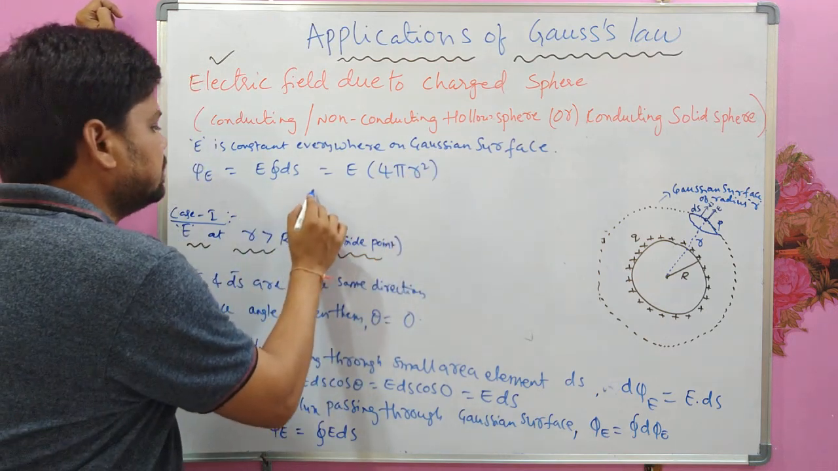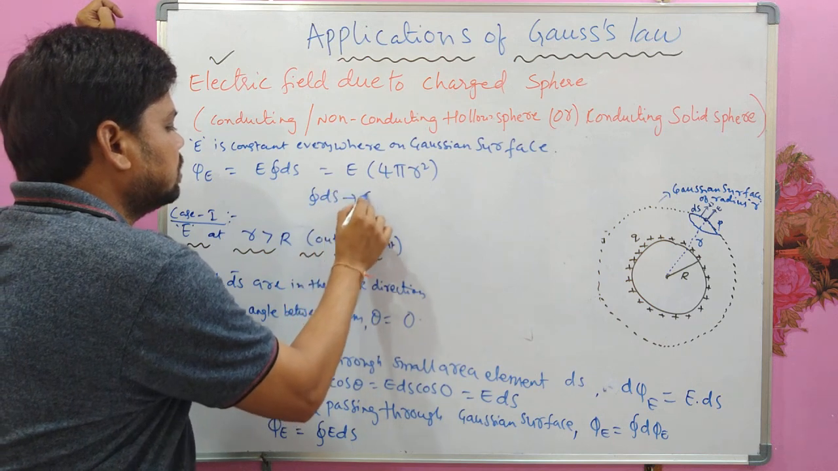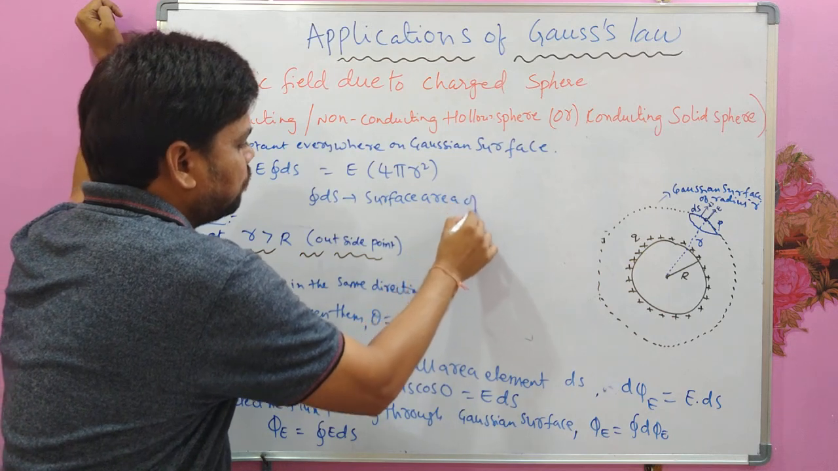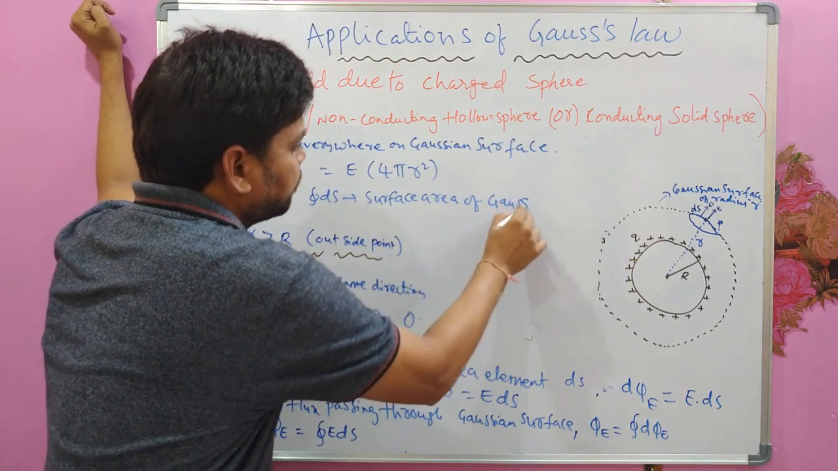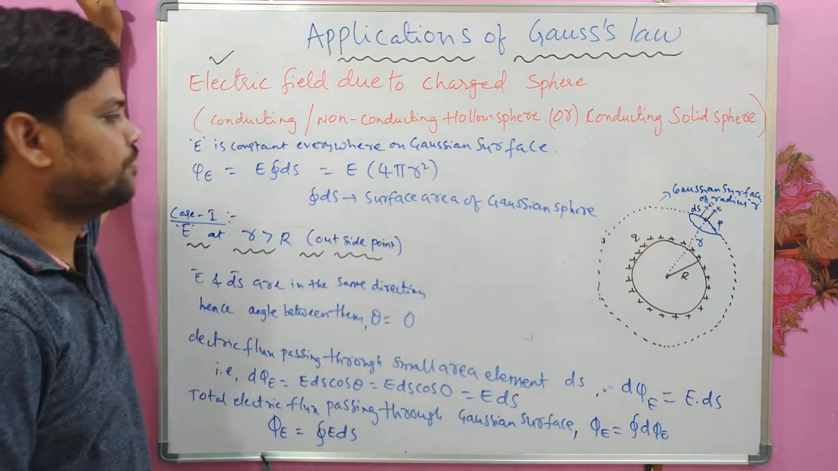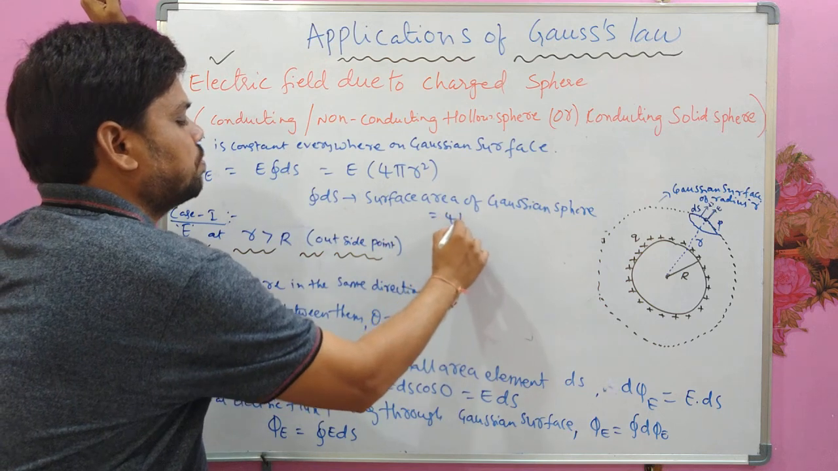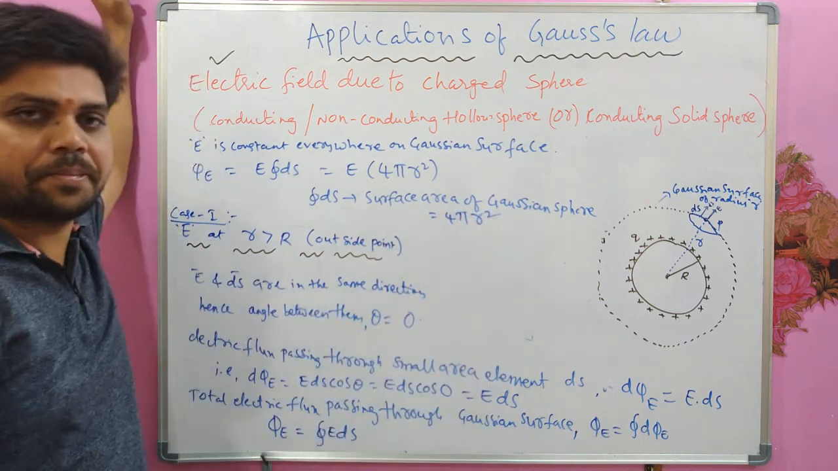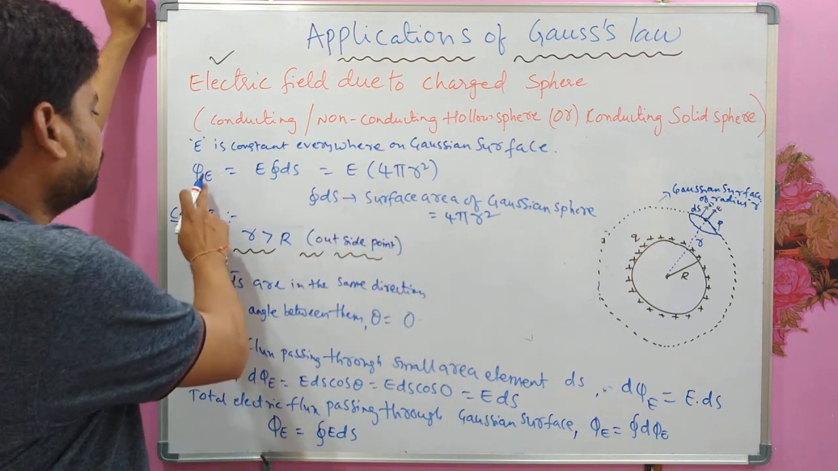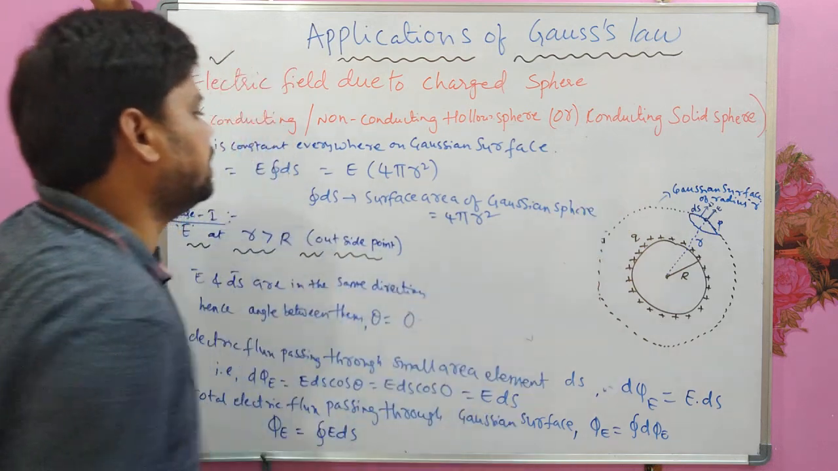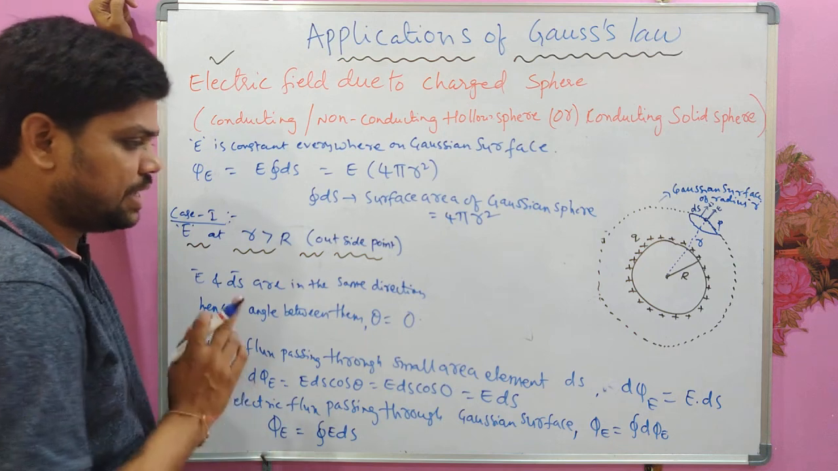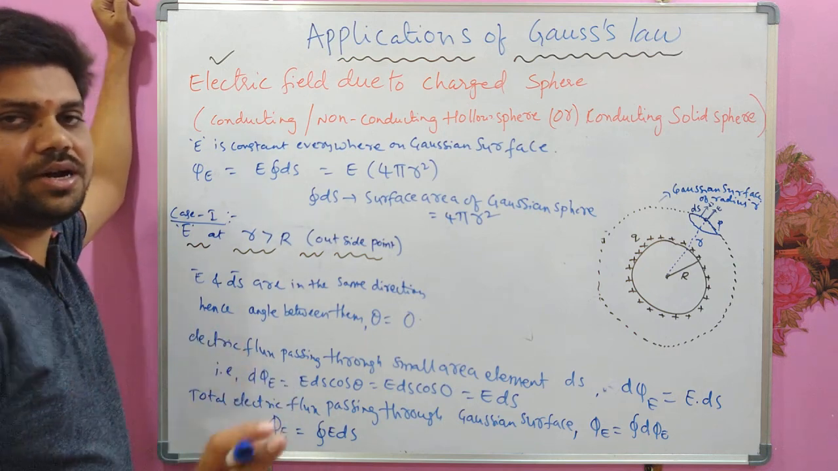Here, what is the integral of dS? It is the surface area of the Gaussian surface. The Gaussian surface is spherical in shape, so this is equal to 4 pi r square. So the total flux passing through the Gaussian sphere is E into 4 pi r square, which we have calculated using the mathematical equation flux equals E dot dS.